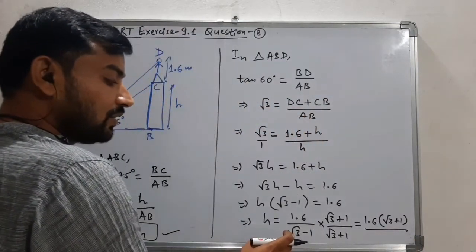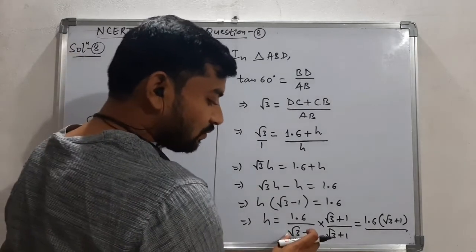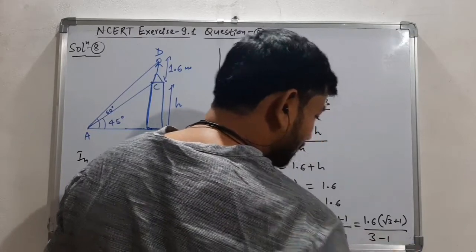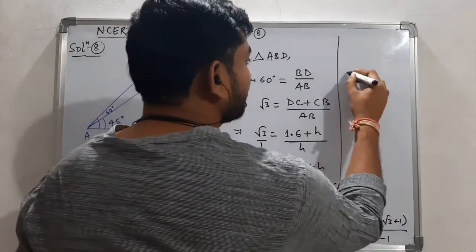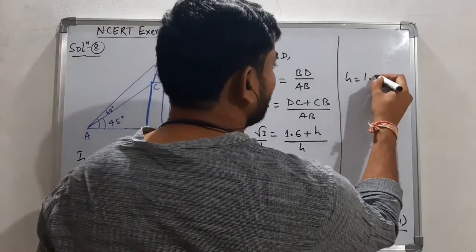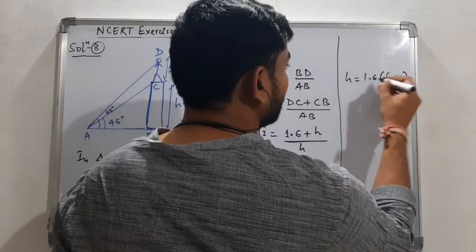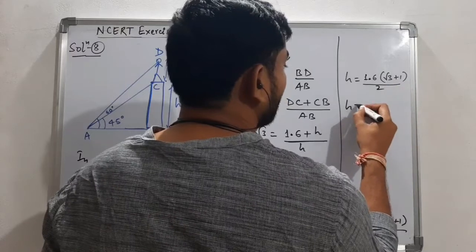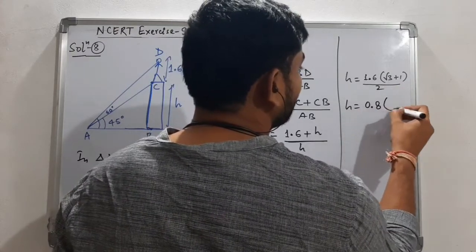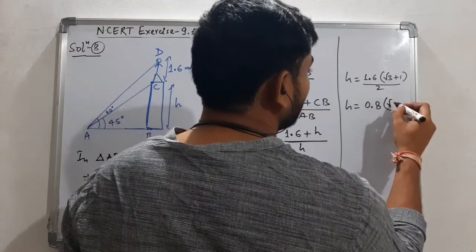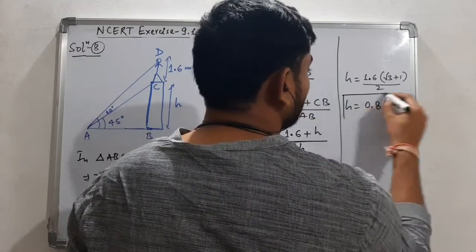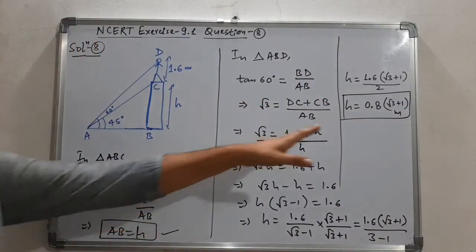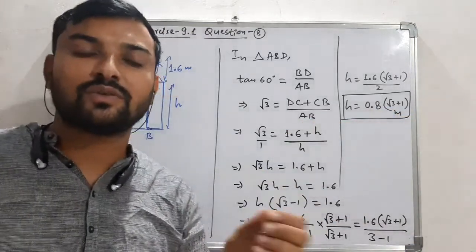Here we will use (a plus b) into (a minus b), that is a square, that is root 3 square, which will come out to be 3, and then b square, that is 1. So from here what we are getting, the height is 1.6 into (root 3 plus 1) upon 2. So the height here I am getting is 0.8 multiplied with (root 3 plus 1). So this is the value in meters. So we can say the height of the pedestal will be 0.8 multiplied with (root 3 plus 1).